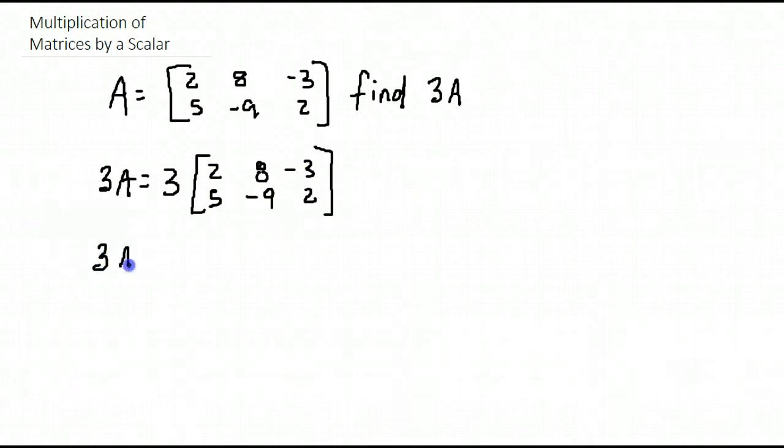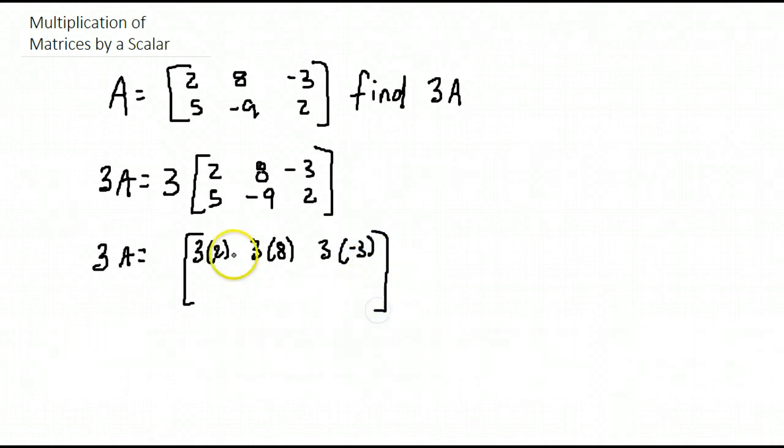So now we have 3A equals, and we'll do the top row first, which is 2, 8, and negative 3. So the top row, it's open bracket, 3 times 2, 3 times 8, and 3 times negative 3. And the second row is 5, negative 9, and 2. So then we have 3 times 5. The second element is negative 9, so that's 3 times negative 9. The last element is 3 times 2. Okay, now let's simplify this.